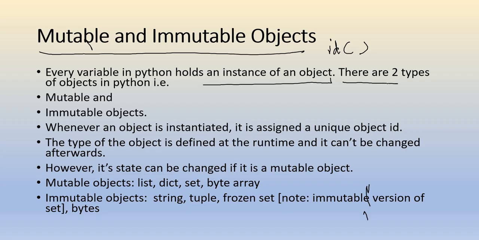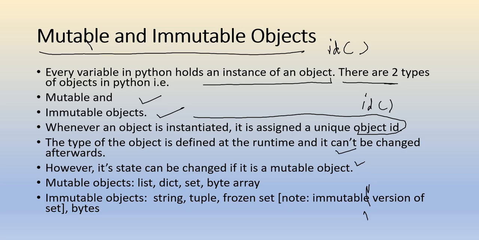There are two types of objects in Python. One is mutable and another one is immutable. What are mutable? Once the object is instantiated, it is assigned a unique object ID. As I told, it can be accessed by using the ID function, which we have discussed in our previous videos. The type of the object is defined at runtime and cannot be changed afterwards, but its state can be changed if it is a mutable object.